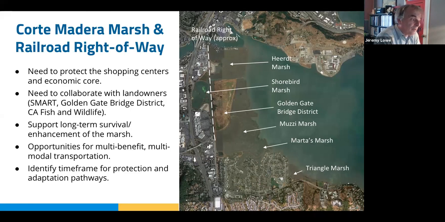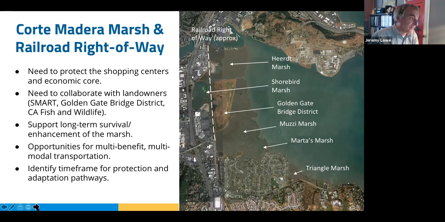The railroad right-of-way runs behind a mosaic of existing high-quality marsh, much of which is managed by the Department of Fish and Wildlife. And there are also areas with the potential for the restoration of more marsh, such as the area managed by the Golden Gate Bridge District. There may therefore be opportunities to realize co-benefits and share costs of improving flood protection, improving habitat, as well as accommodating public trails and transit, all to the benefit of Corte Madera.